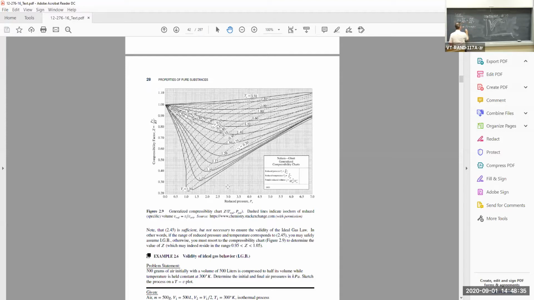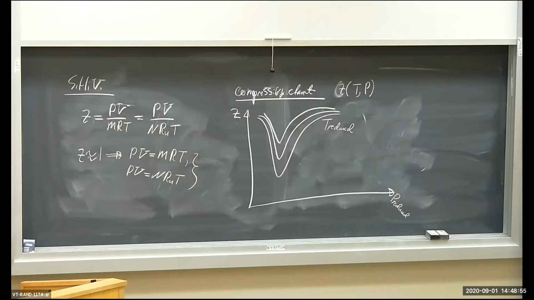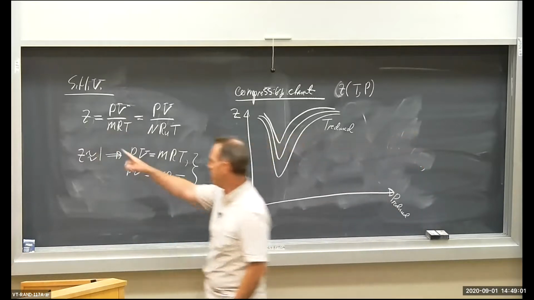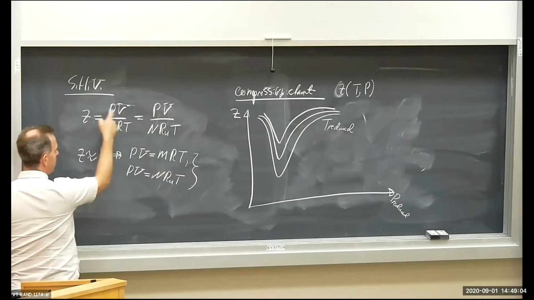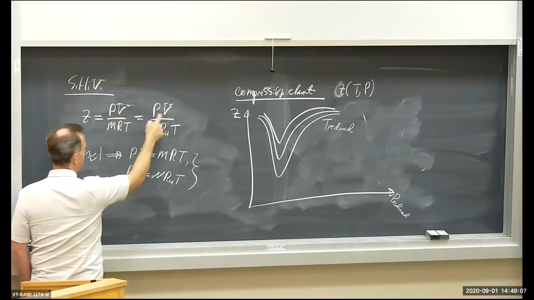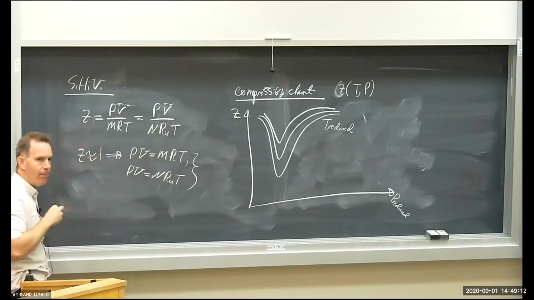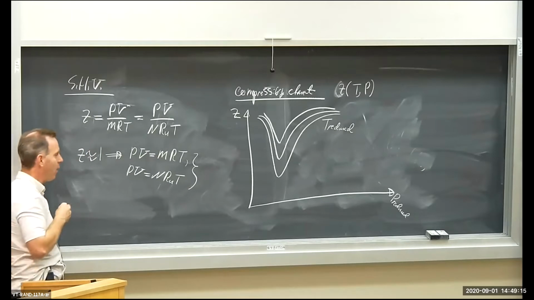I also have PV is equal to N R_U T, okay? If Z is approximately equal to 1. So here, if Z is approximately equal to 1, and that means this is 1 right here, then PV over MRT is equal to 1, and PV over N R_U T is equal to 1. And then we get PV is equal to MRT, and PV is equal to N R_U T.